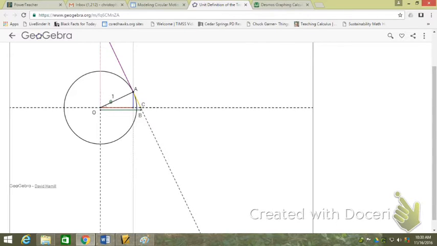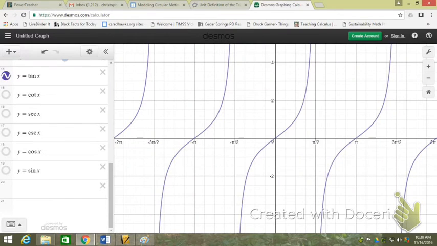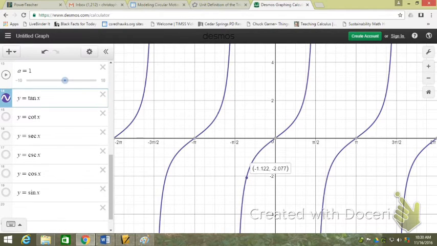And so if we think about the length of that yellow line, if we're starting at an angle of 0, the yellow line has no length, or it's 0. And this explains why, when we look on our tangent graph, that when we have an angle of 0, we have a height of 0, right there.